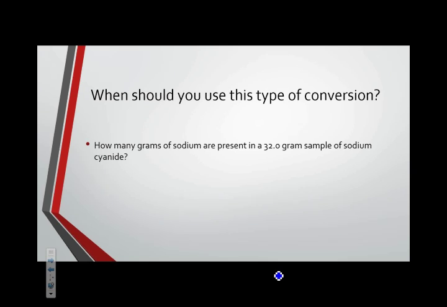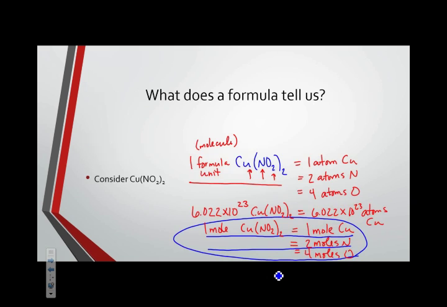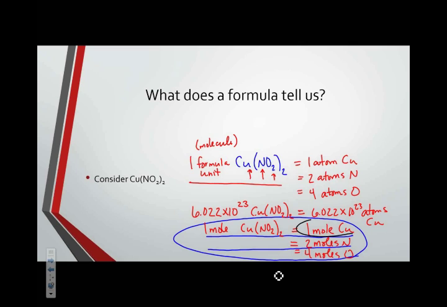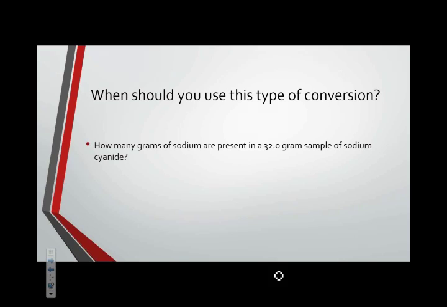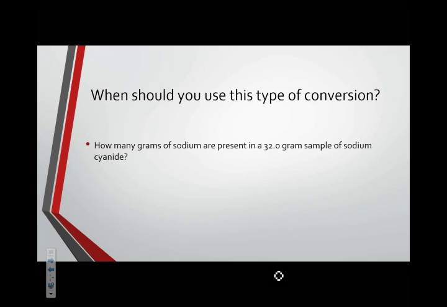Now, this conversion that we're talking about, let's go back here for a moment, is where we would see an element, some kind of element, and its relationship to a compound that it's a part of. So we're looking for some kind of problem that relates an element to the compound that it's a part of. So when we read this first question, how many grams of sodium, okay, so I'm looking at an element there, are present in a 32.0 gram sample of sodium cyanide?